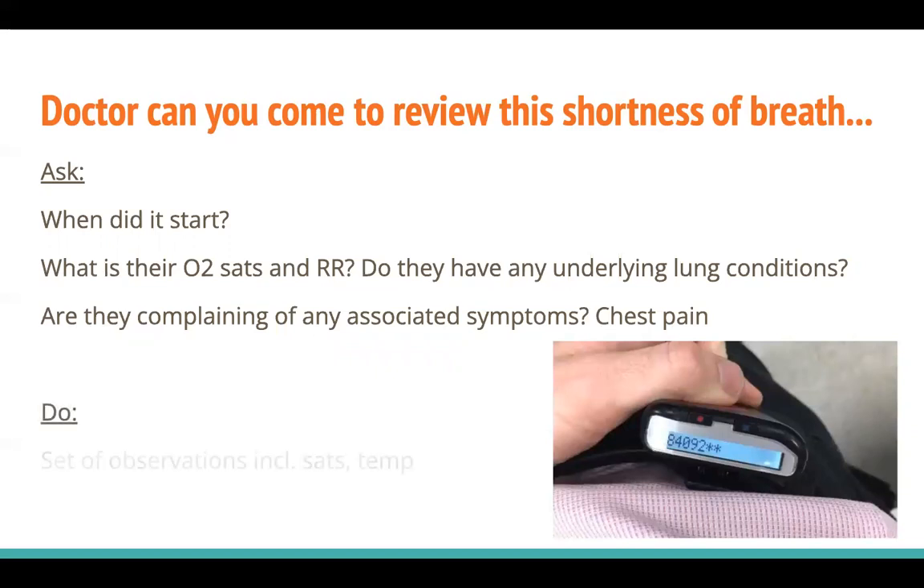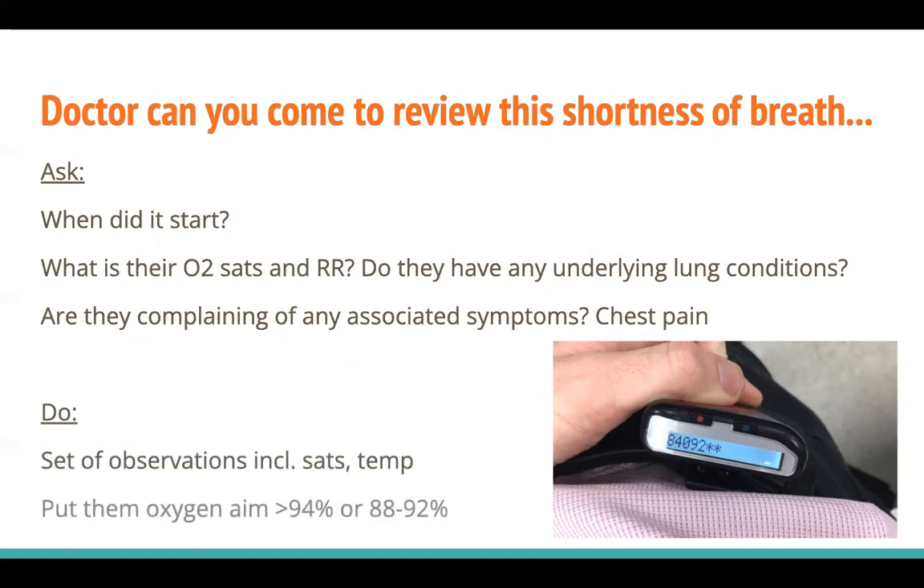Next, you want to ask the nursing staff to complete a set of observations, including the saturations and the temperature. You should ask the nursing staff to immediately put the patient on some oxygen, particularly if their saturations are low, aiming their oxygen levels to be above or equal to 94%, or if they're diagnosed with COPD, then between 88 and 92%.